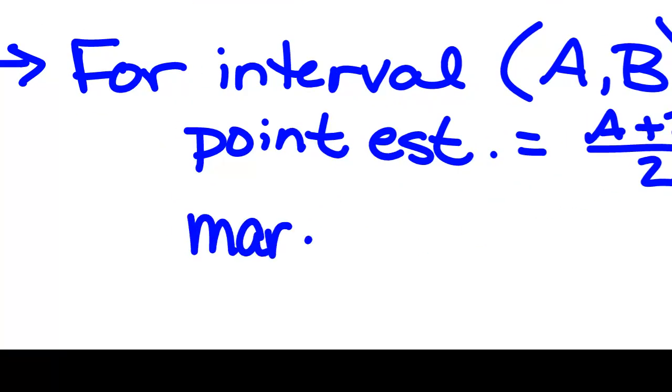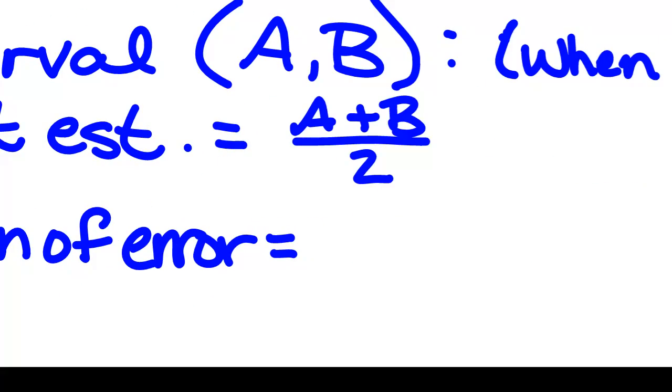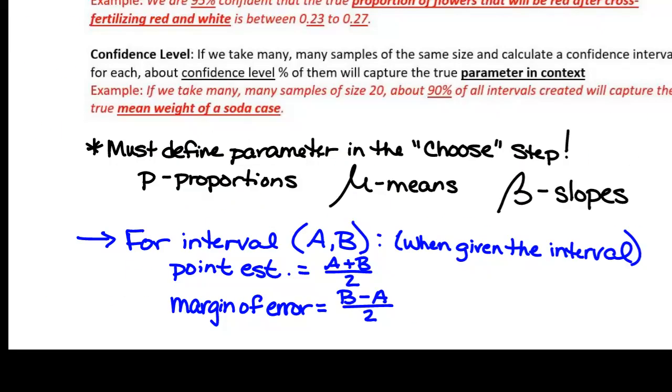The margin of error is B minus A cut in half. So to find the point estimate, we add the endpoints together and then cut it in half because we're trying to find the middle. For the margin of error, we want the distance from the center to one of the edges. So we subtract larger minus smaller endpoints. That gives us the length of the interval on a number line. And then we cut that in half so that our length is going from the halfway point to one of the endpoints.